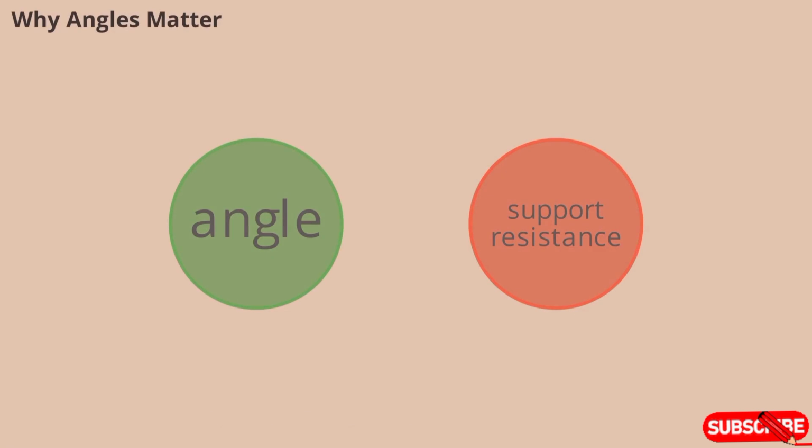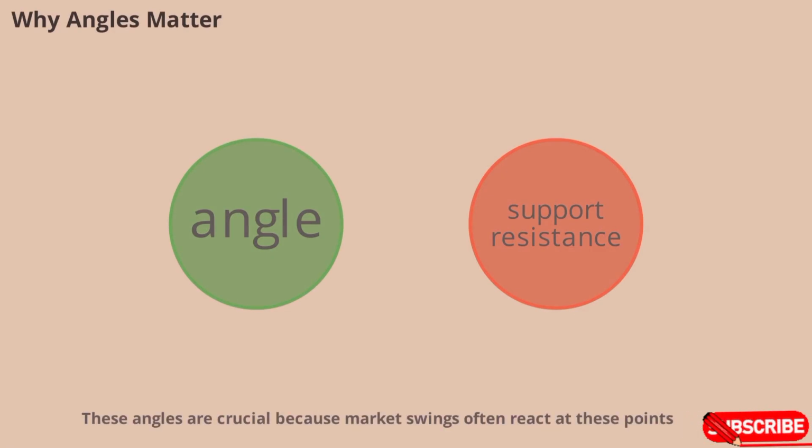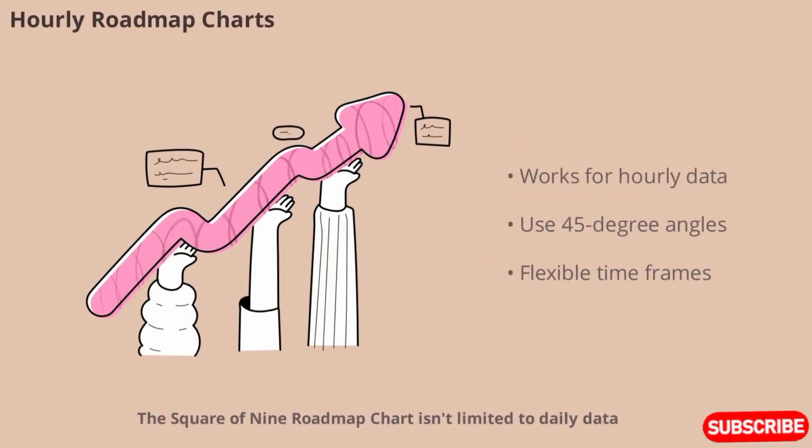I focus on 90-degree and 180-degree angles. These angles are crucial because market swings often react at these points. For the SPX chart, a 180-degree angle factor of 1 worked best for the swing starting March 12, 2003. By aligning your chart with these angles, you can anticipate where price may encounter support or resistance, making your analysis more precise and actionable. The Square of 9 roadmap chart isn't limited to daily data.